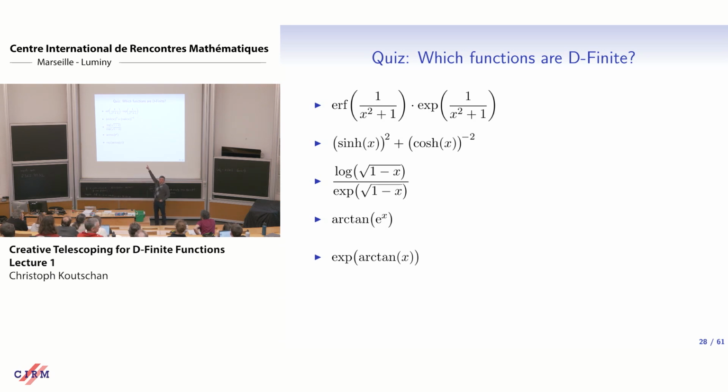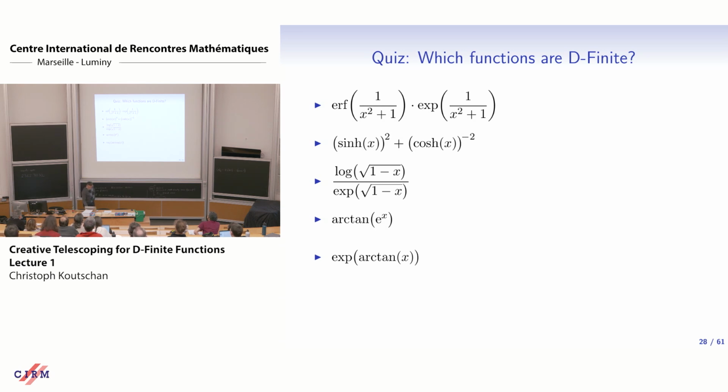So the first example, who thinks this is d-finite? Raise your hand. Half of the people. Who thinks this is not d-finite? Nobody. And the rest is sleeping. Okay, good. The majority won.